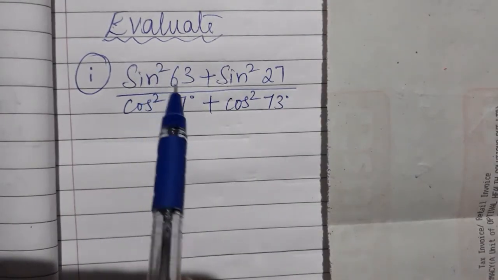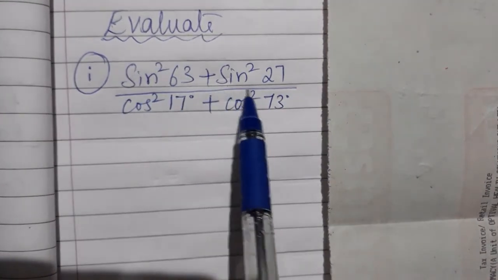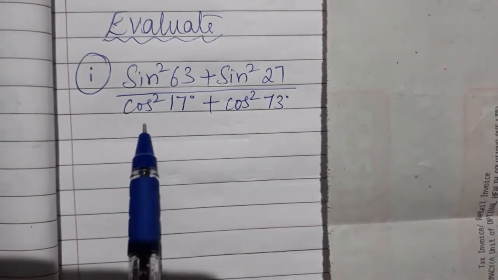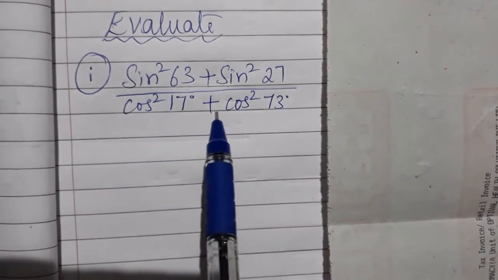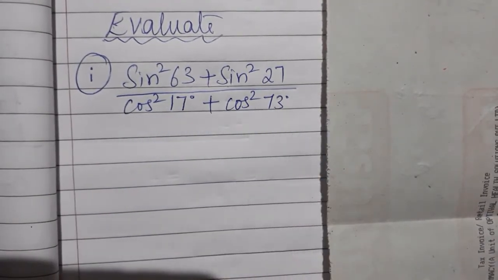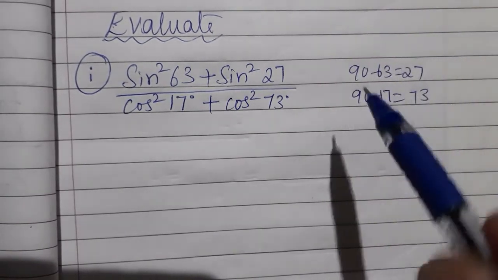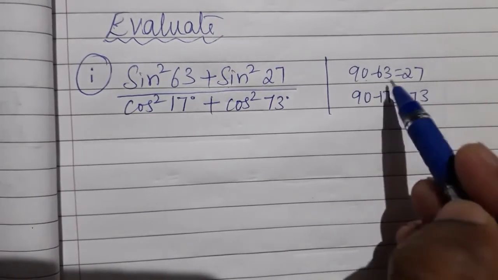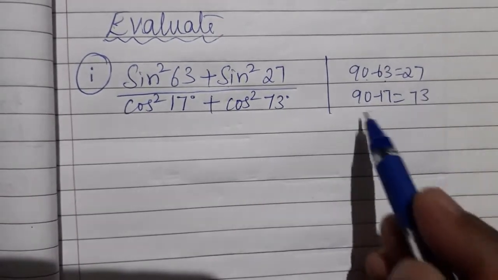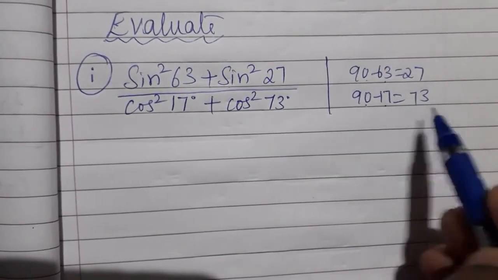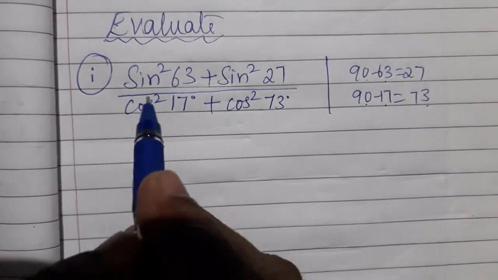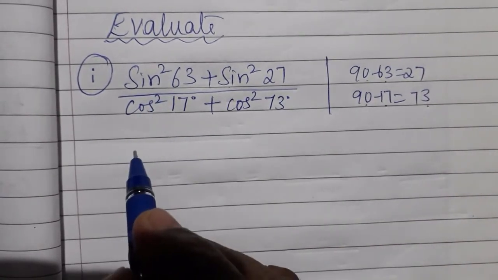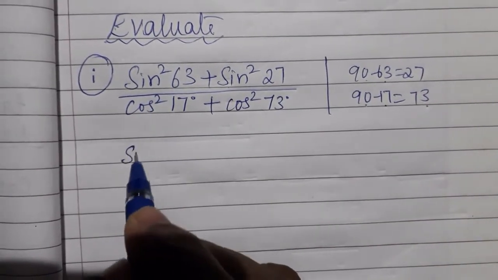Evaluate (sin² 63 + sin² 27) / (cos² 17 + cos² 73). So now we have to use complementary angles. We will see, 90 minus 63, how much? 27. 90 minus 17, how much? 73. Therefore sin² 63 definitely I can write like this.